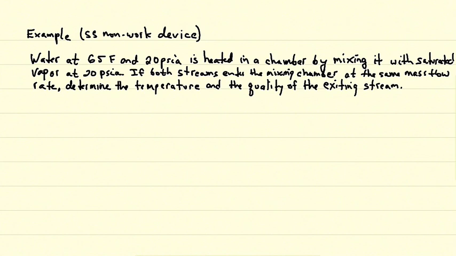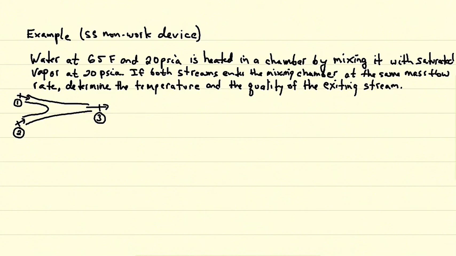As was drawn, we have our mixing chamber, which basically looks something like this, where we have an inlet flow, which we're going to call state 1, and the second inlet flow, which we'll call state 2. And then our exit state, which we will call state 3. So that's our control system.